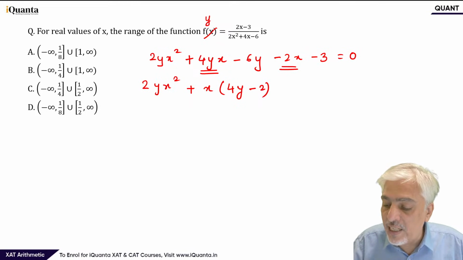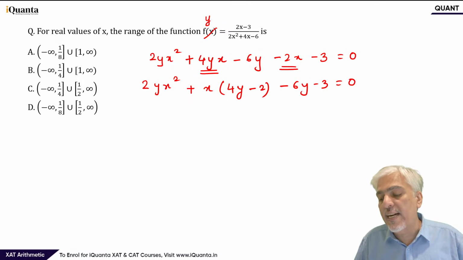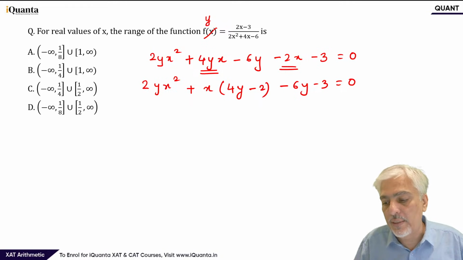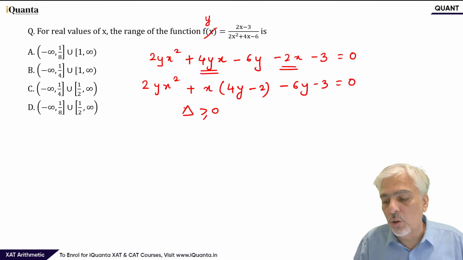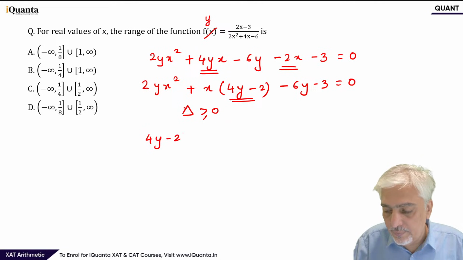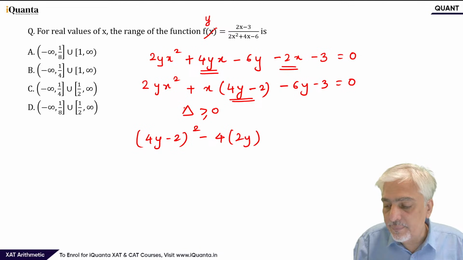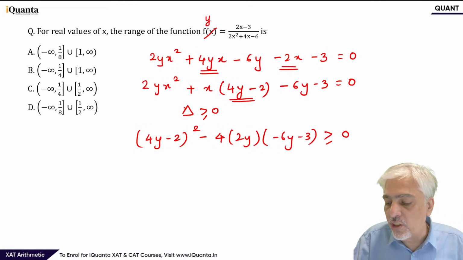Right? And last two terms minus 6y minus 3 is equal to 0. So this is the quadratic we have. What do we know for a quadratic? Delta has to be greater than or equal to 0. So let's find delta. B square minus 4ac has to be greater than or equal to 0.